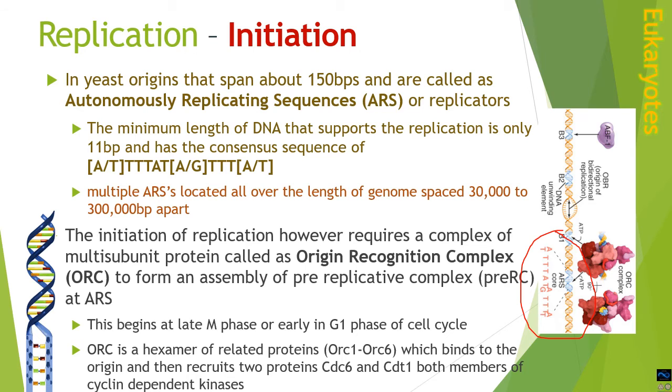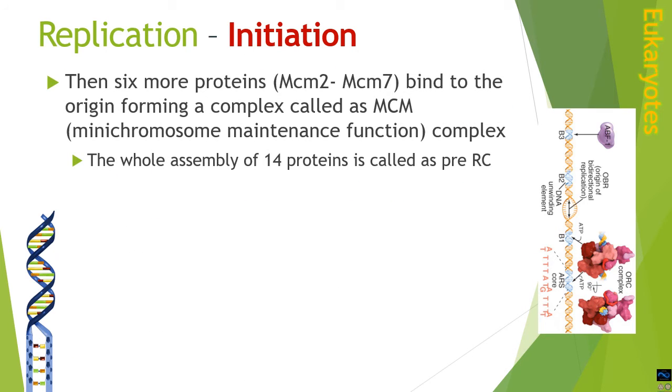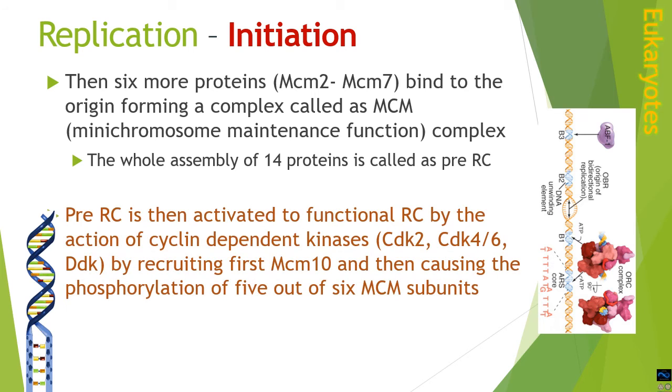When ORC binds to the ARSs after recognizing them, it recruits the two proteins called CDC6 and CDT1. After binding with these, the ORCs also recruit six more proteins called MCM 2, 3, 4, 5, 6, and 7, which bind to it and form a whole assembly of 14 proteins, called the mini chromosome maintenance function complex. And together, all these make the pre-RC, the pre-replicative complex.